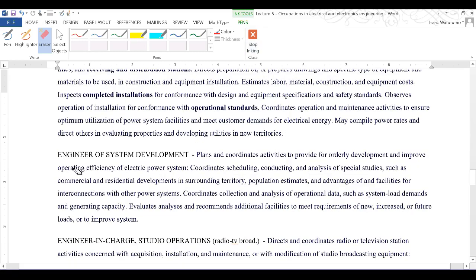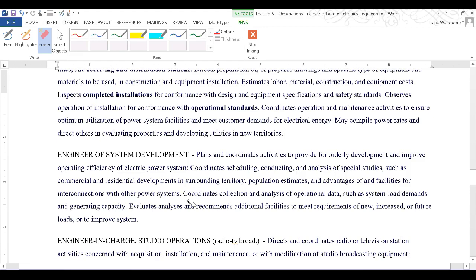Now there is another one called the engineer of system development. This is a general systems engineer. We are saying that this person plans and coordinates activities to provide for orderly development and improve operating efficiency of the electrical power system. This person coordinates scheduling, conducting and analysis of special studies such as commercial and residential development in the surrounding territory, population estimates, and facilities for interconnections with other power systems.